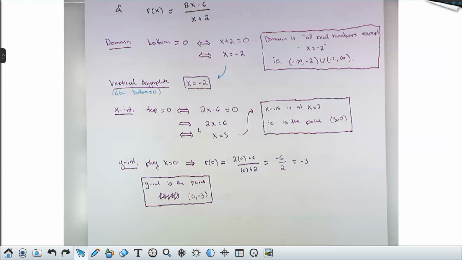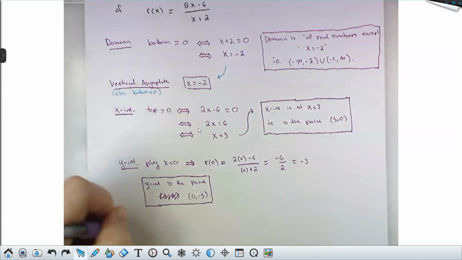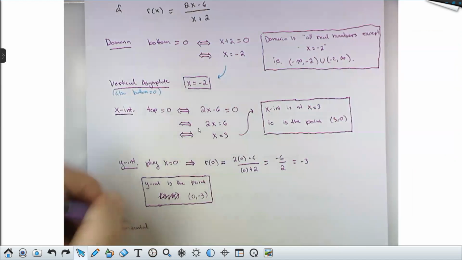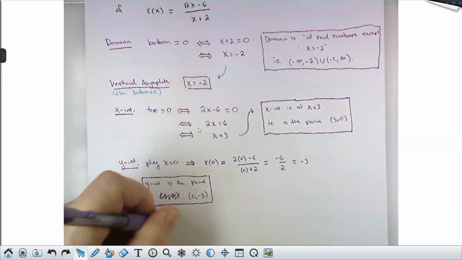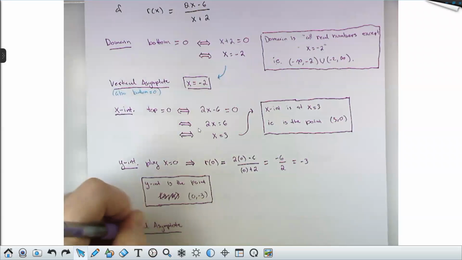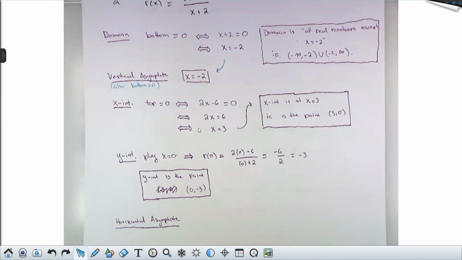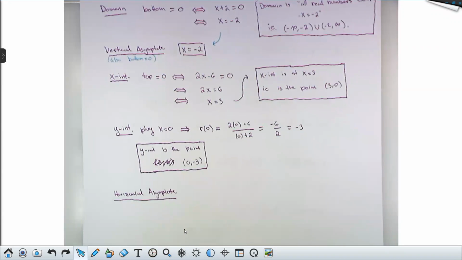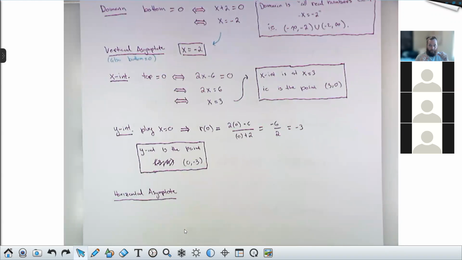Okay. So our last step here is to find the horizontal asymptote. And this requires us remembering that 3-case rule. So remember what that 3-case rule says. If the degree of the top is smaller than the degree of the bottom, then the horizontal asymptote is the line y equals 0. If the degree of the top is bigger than the degree of the bottom, then there is no horizontal asymptote. And if the degree of the top is equal to the degree of the bottom, if they're the same, then the horizontal asymptote is found by taking the ratio of lead coefficients.